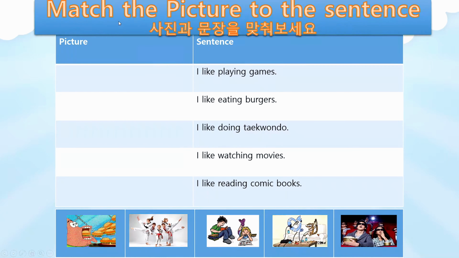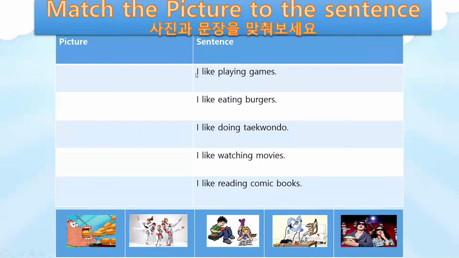So, match the picture to the sentence. Alright, so we have Patrick eating burgers. Taekwondo. Reading something. Playing games. Watching movies. Okay, so we need to match them. So, the first one is eating hamburgers. Okay, so how do we say that? I like eating hamburgers.